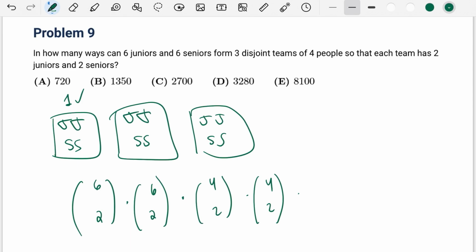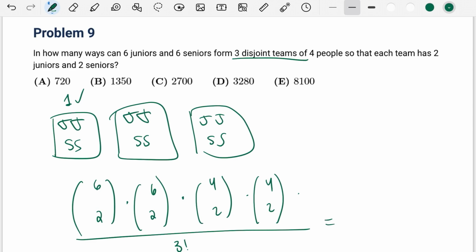And then for the last team, we don't really need to do anything else because whoever is left goes into the third team, right? But as we were multiplying, we were assuming that the order of the groups matters. Like first I'm going to fill this group, and then this group, and then this group. But in reality, it doesn't matter what order we fill the groups in because all it's asking for is 3 disjoint teams. So in the end, we're going to have to divide by 3 factorial because that's the number of ways that we can arrange the same 3 groups.